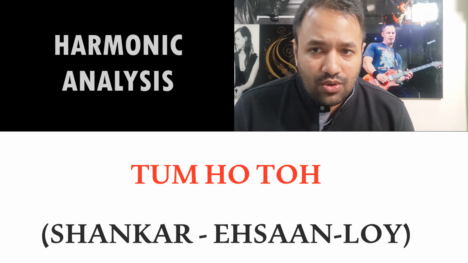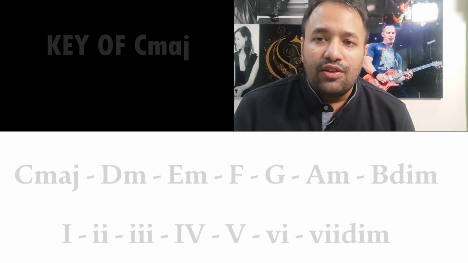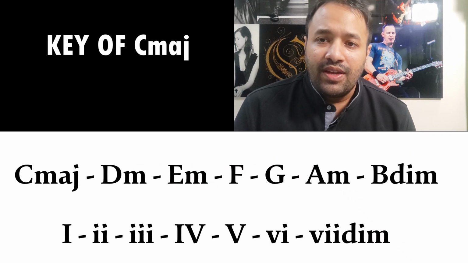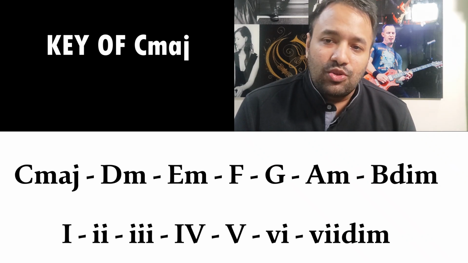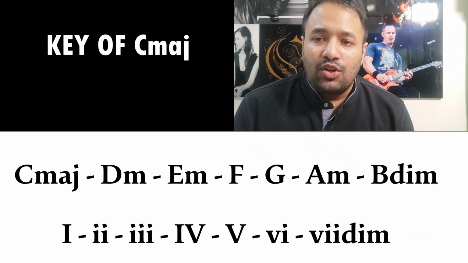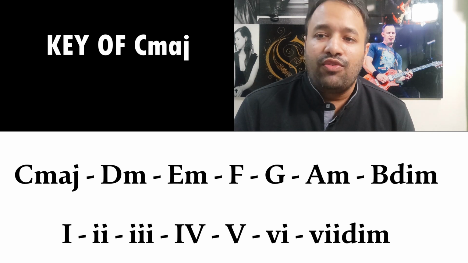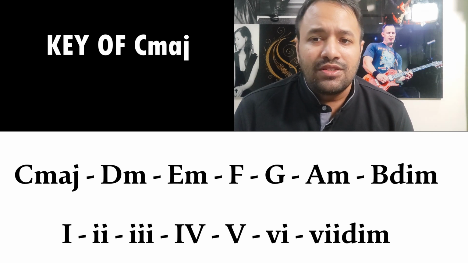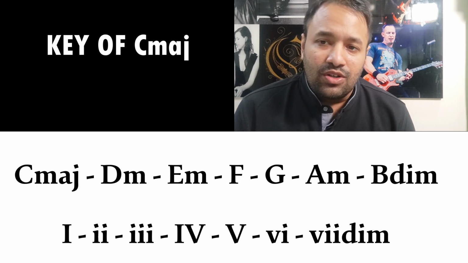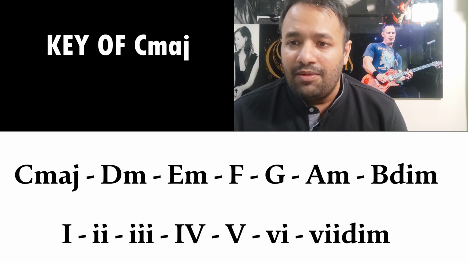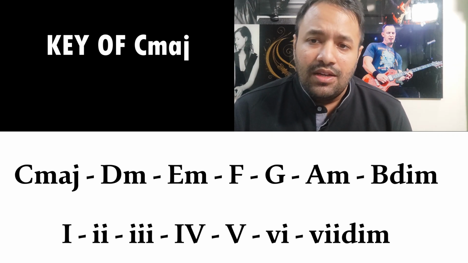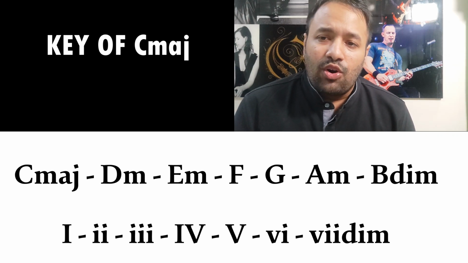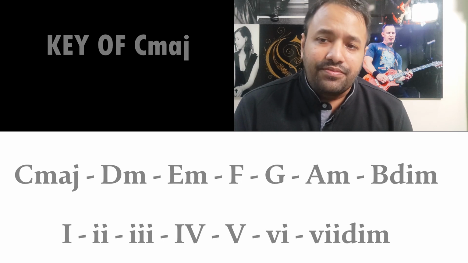So without any further ado, let's get straight to the lesson. Now the first step that we need to do before we analyze the chord progressions is to know the key of the song. And this song happens to be in the key of C major. The chords you can see on your screen, the 1, 4 and the 5 chords, are major chords: C, F and G major. The 2, 3 and the 6 are the minor chords, that is the D minor, E minor and the A minor. And the 7 chord is a diminished triad, which is the B diminished triad. These are called the diatonic chords in the key of C major.